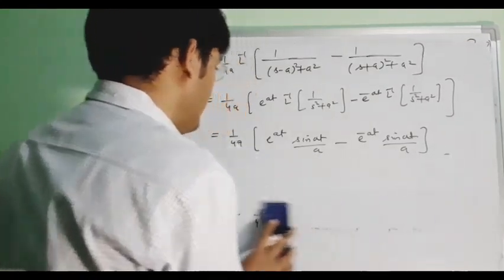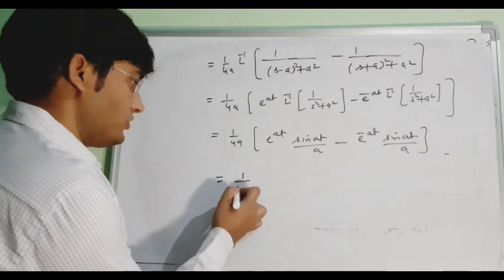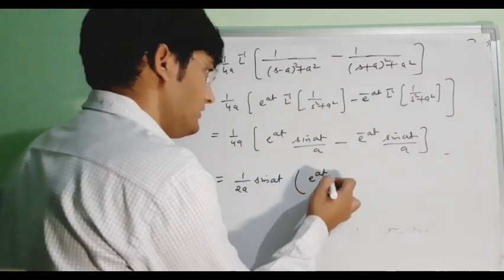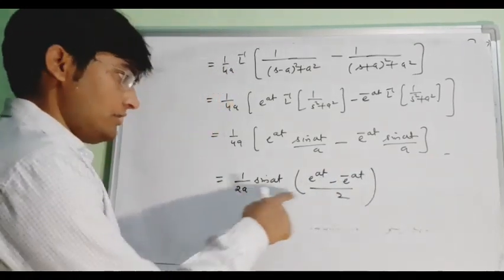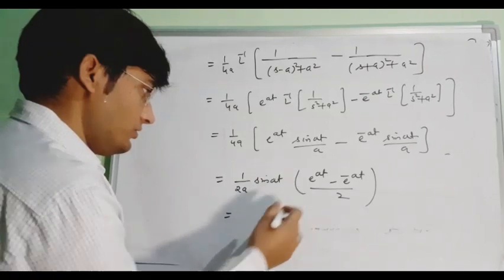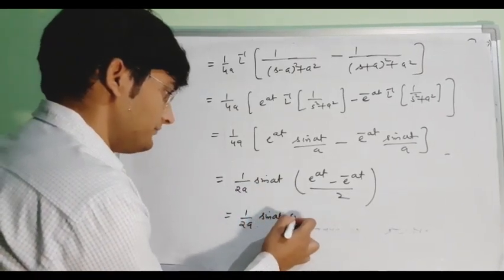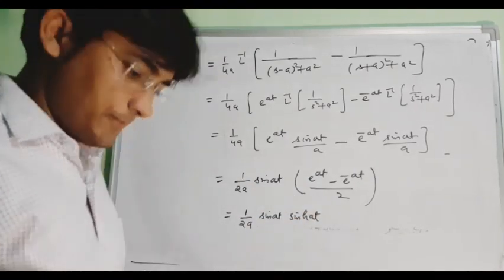So we can take sin at upon a common. So 1 upon 2a sin at, and in the bracket we will have e to power at minus e to power minus at divided by 2. We have taken 1 by 2 here. Now this is again sin hyperbolic at. So this is your answer.